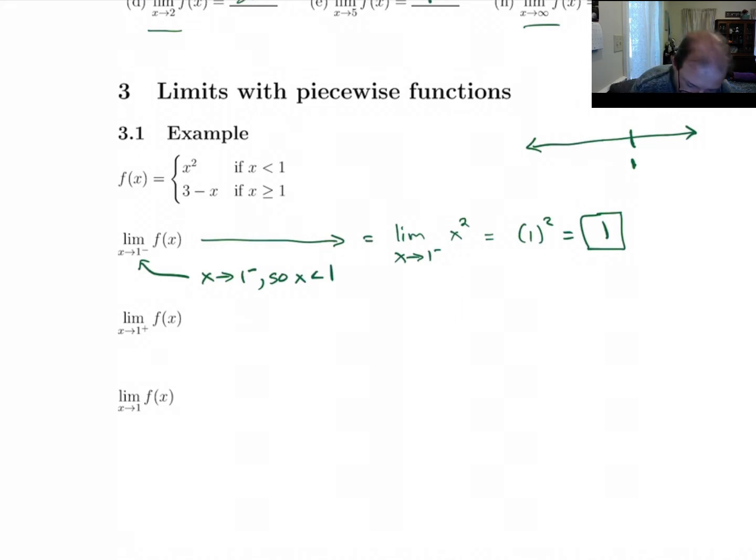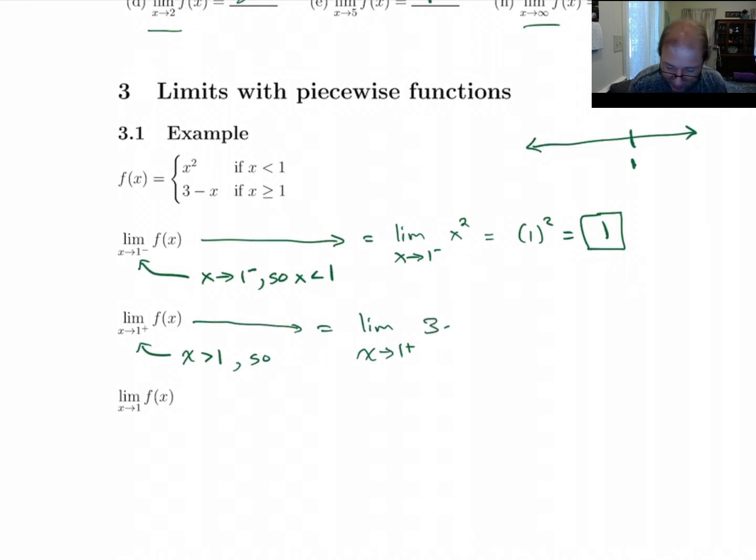All right, if we're approaching 1 from the right, that means on our number line we're approaching 1 from over here. So x is over here, and so x is greater than 1. So that means we want to use this piece here for when x is greater than 1. So this limit is equal to the limit as x goes to 1 from the right of 3 minus x. I can just plug my 1 in now and get 3 minus 1, and that's 2.